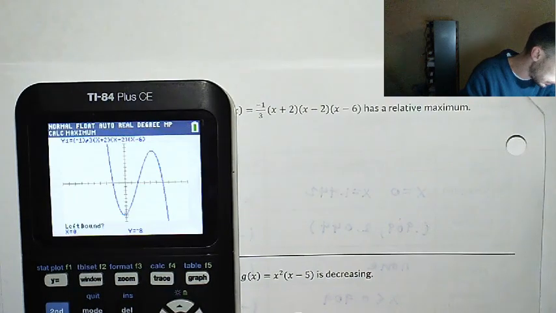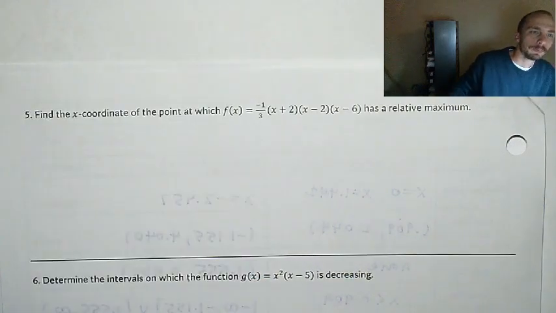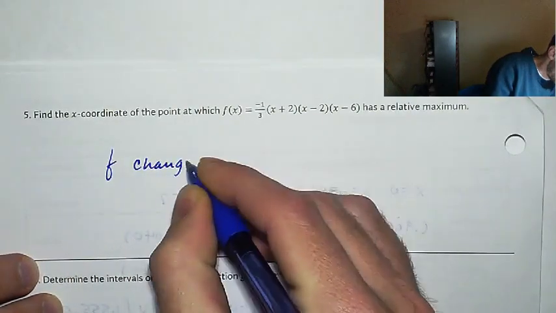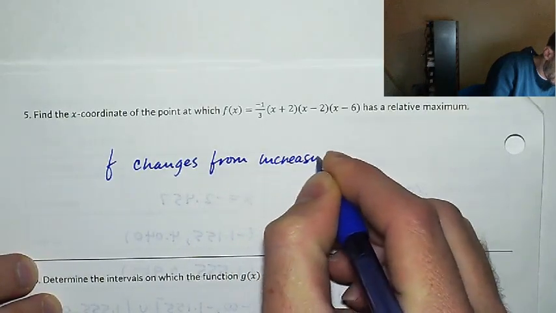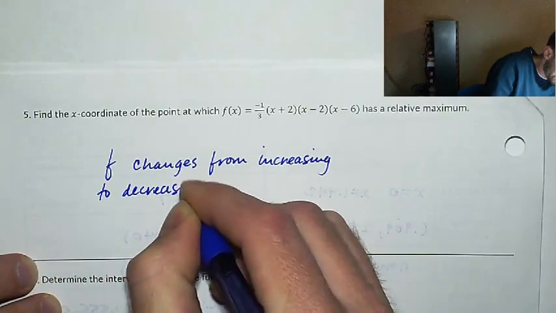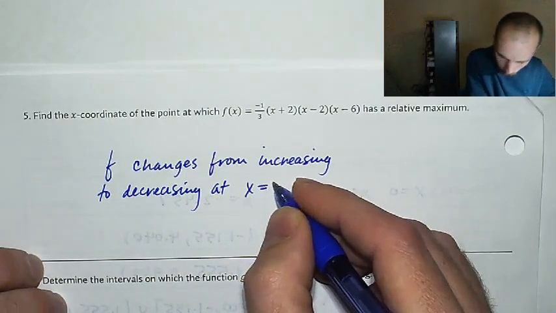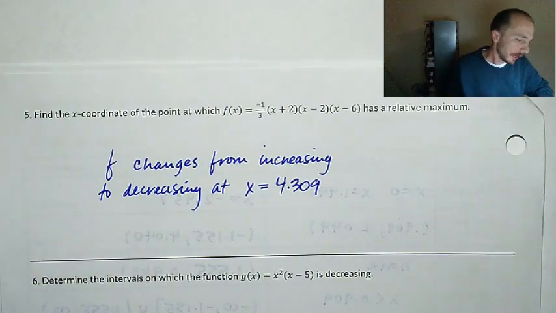Okay, so I would say, all right, we are definitely to the left of it. And there we've got it, 4.309. Okay, so I would say f changes from increasing to decreasing at x equals 4.309. Okay, and that's all they asked for that one.